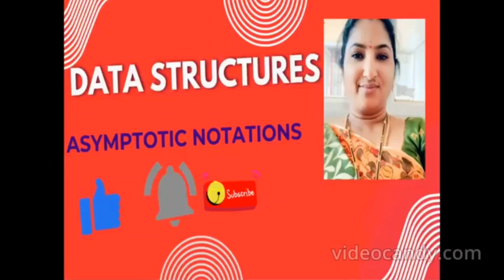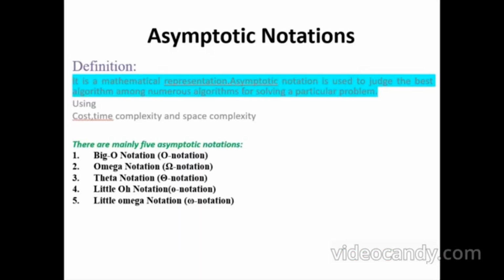Today's topic in data structures is asymptotic notations. So we'll see the definition of asymptotic notations. Asymptotic notation is a mathematical representation. These asymptotic notations are used to judge the best algorithm among various algorithms for solving a particular problem. For this reason we have to use cost, time complexity and space complexity.